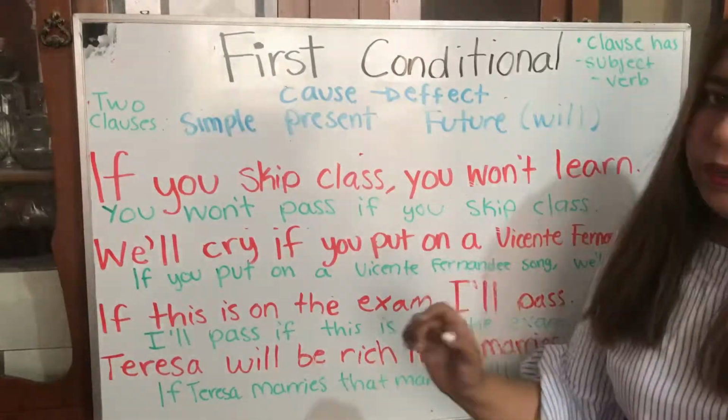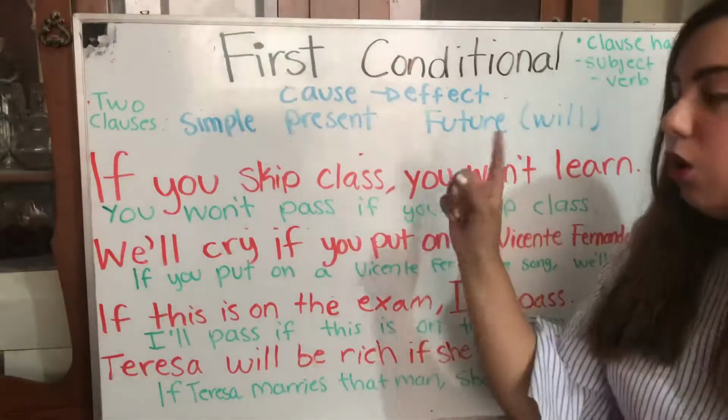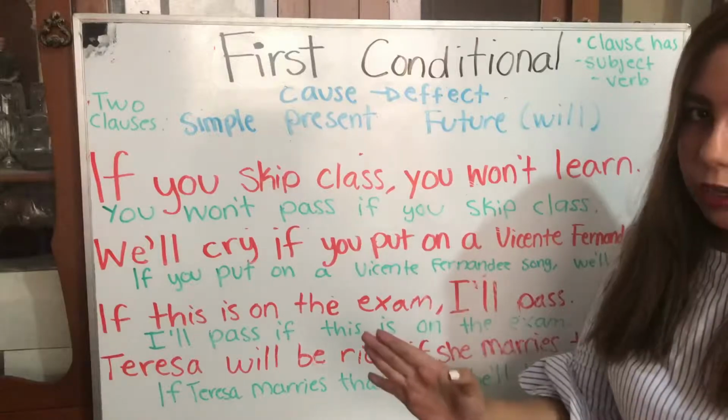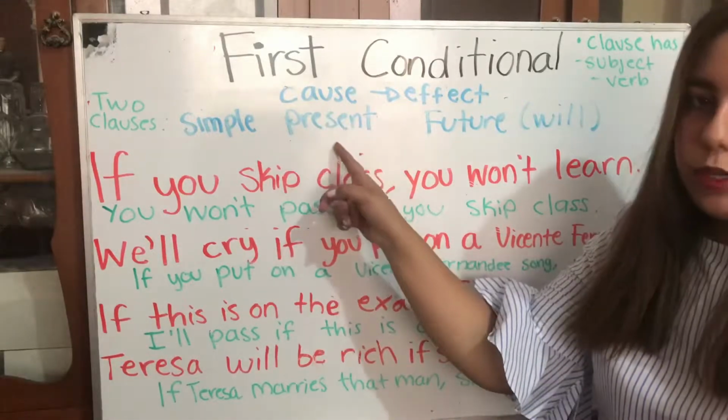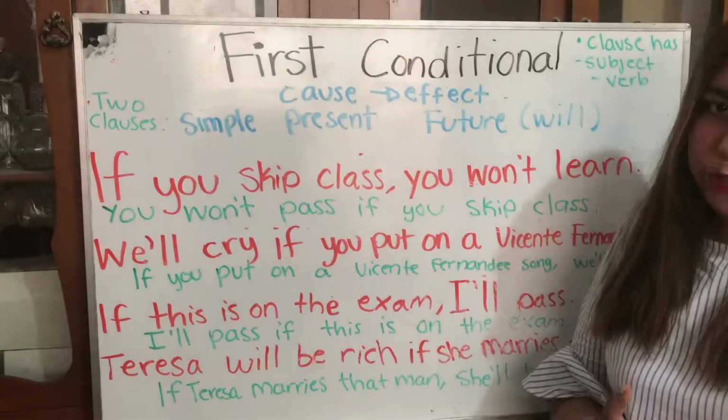So remember, when you begin with the cause, you're going to separate clause 1 and clause 2 with a comma. But if you begin with the effect, with the consequence, no comma, okay? And the cause will always be in simple present and the effect will always be in future, okay?